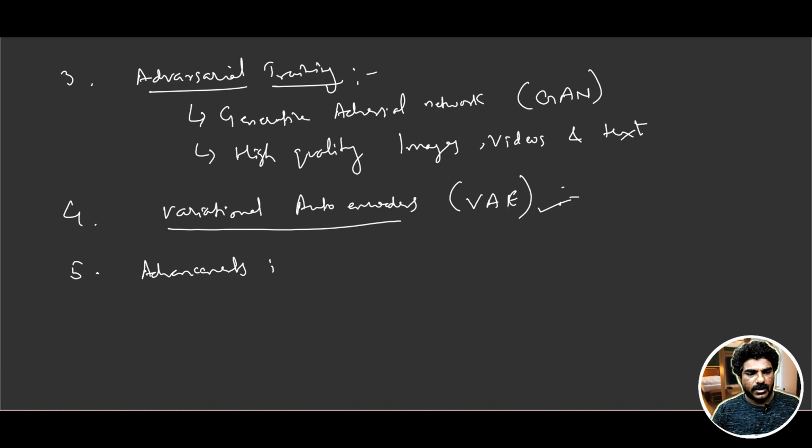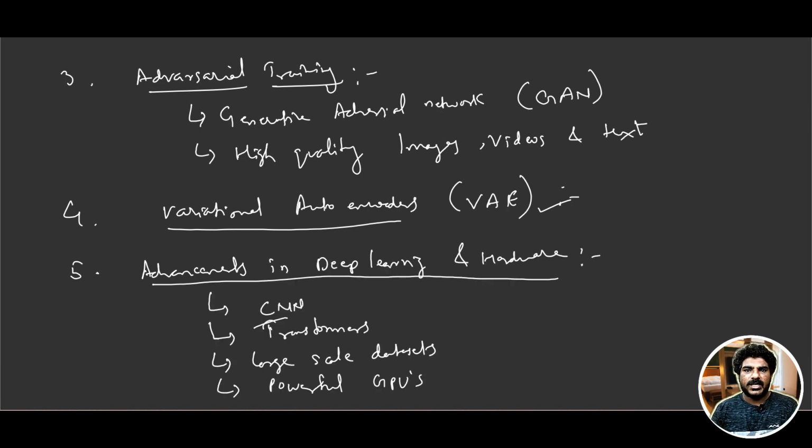The fifth point is advancements in deep learning and hardware. Advancements in deep learning algorithms, typically CNNs, convolutional neural networks, and transformers, gave a boom to research in generative AI. Now, with the availability of large data sets and powerful GPUs, you can train large and complex generative models. So guys, we saw the evolution of generative AI, and this field is evolving rapidly, with a lot of research and development going on.